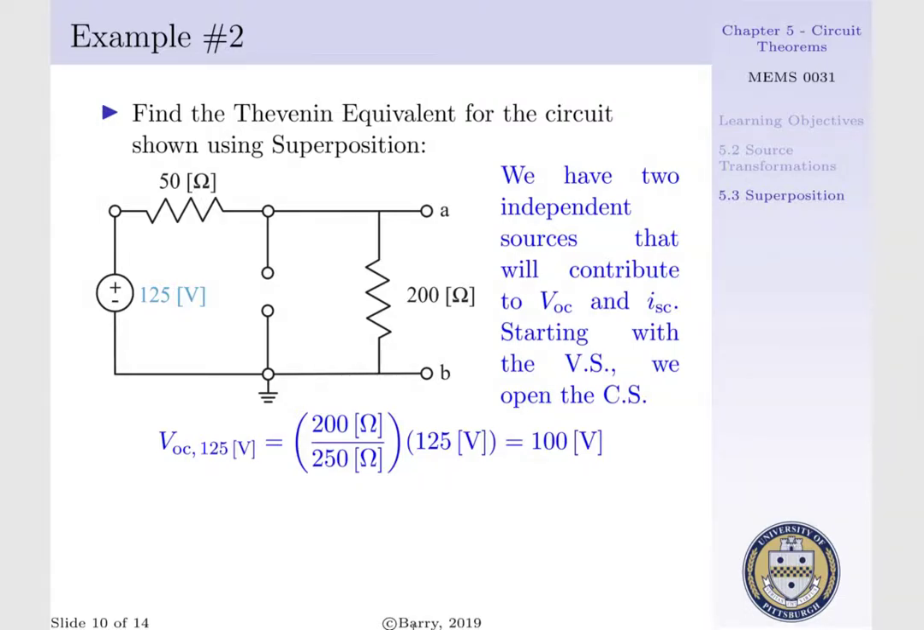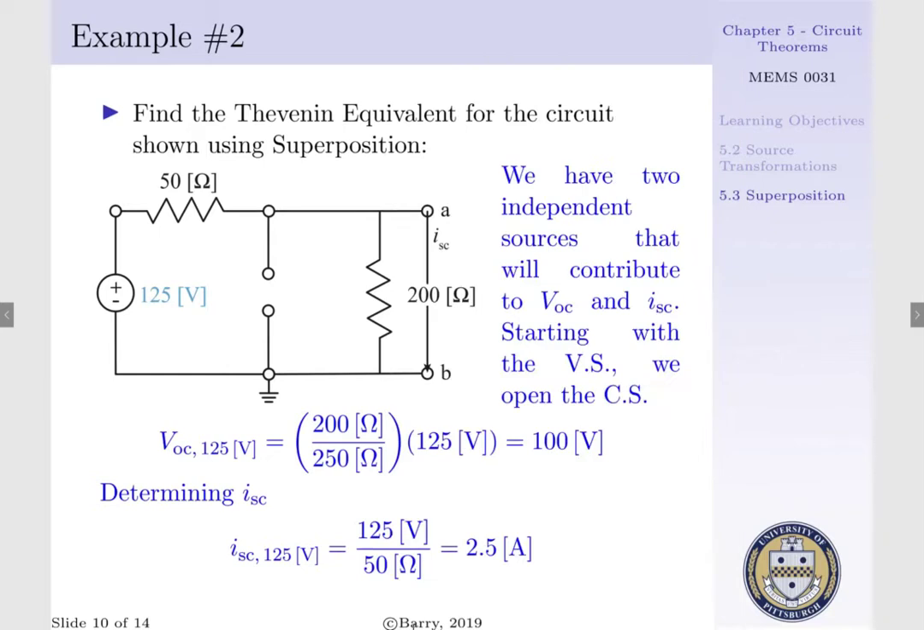Now to determine our short circuit current, all we have to do is short terminals A and B. And in doing such, no current will flow through our 200 ohm resistor, rather all the current will flow through our 50 ohm resistor. Thus, we can determine ISC due to our 125 volt source simply via Ohm's law, such that ISC is equal to our source voltage 125 volts per the only resistor it will encounter, 50 ohms, which gives us a value of 2.5 amps.